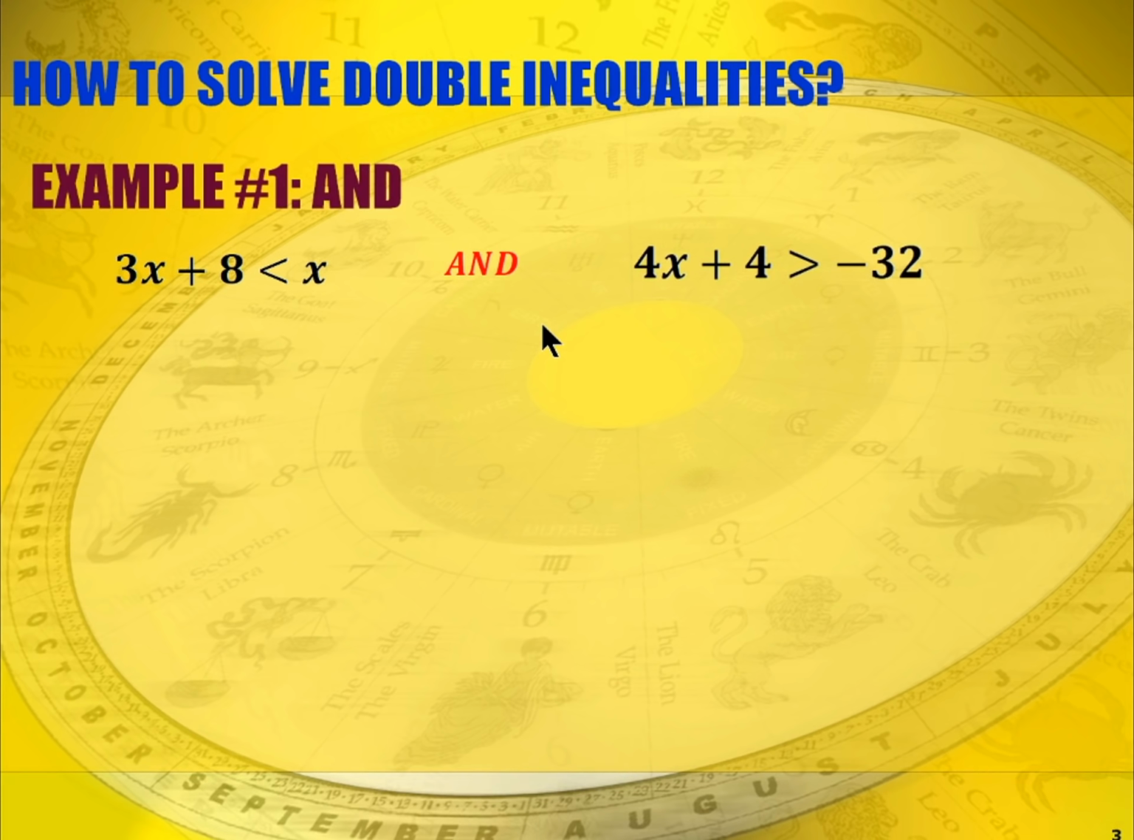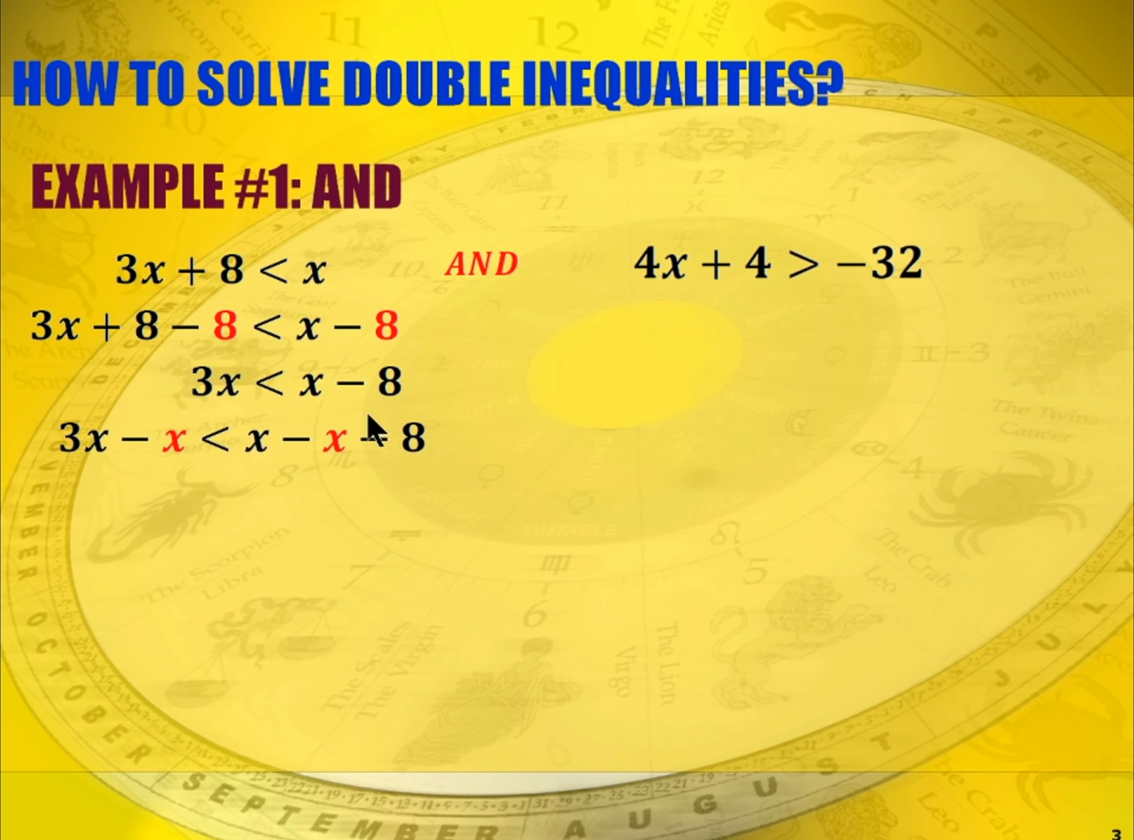So we have two inequalities here. First, 3x plus 8 is less than or equal to 8, and 4x plus 4 is greater than negative 32. We will solve this one first. All you have to do is subtract both sides by 8. So we have 3x plus 8 minus 8 is less than or equal to x minus 8. Then we have to simplify: 3x is less than x minus 8.